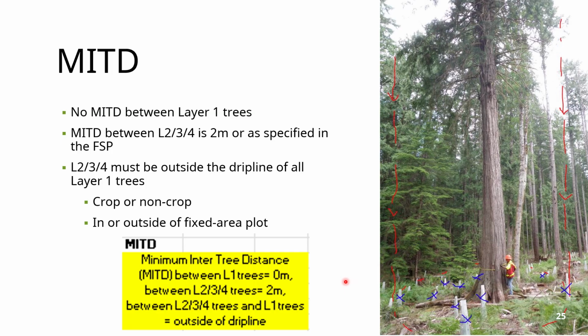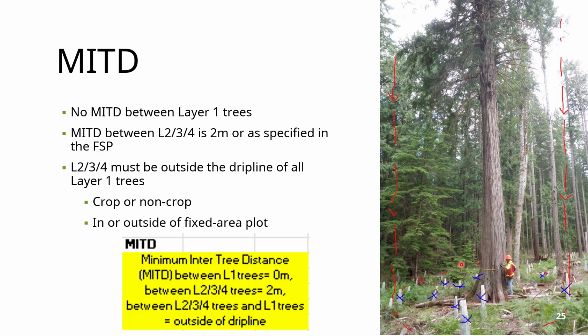Now, the next one's unique. The MITD between the layer 2, 3, and 4 trees and the overstory layer 1 trees is drip line. So you need to consider the drip line of trees that are inside or outside of the plot. You also have to consider the drip line of both crop and non-crop layer 1 trees. So drip line is defined as the vertical boundary of the outside-most live foliage of the overstory tree. So on this tree, this is the outermost branch, and you basically just draw a straight line down. So any trees within this area are considered to be within the drip line.